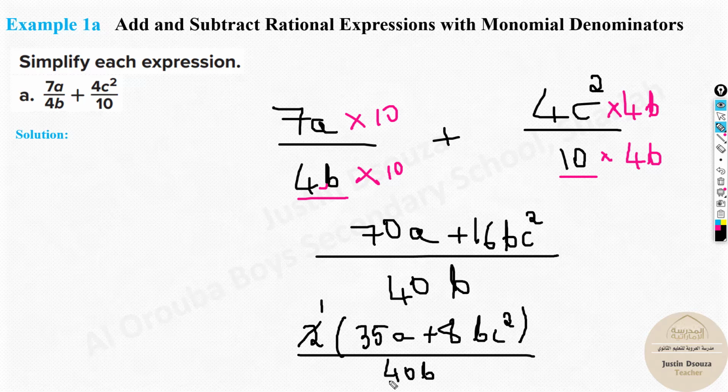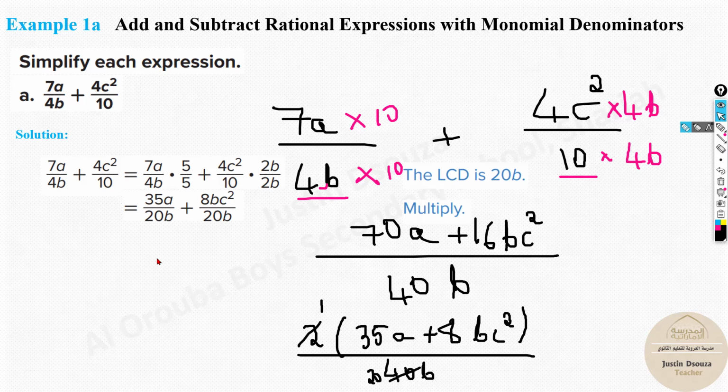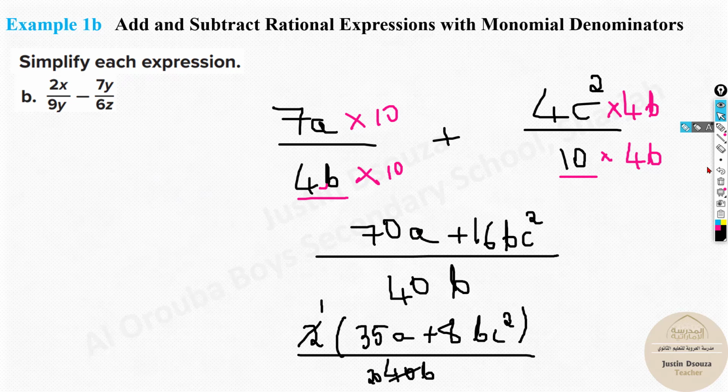Now 2 one time, 2 over here will be 20 times. So you will get the simplified form, that is 35a plus 8bc squared divided by 20b. This is the final answer because it's simplified here. That's it. We will look at one more problem.